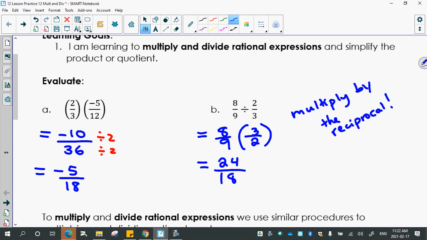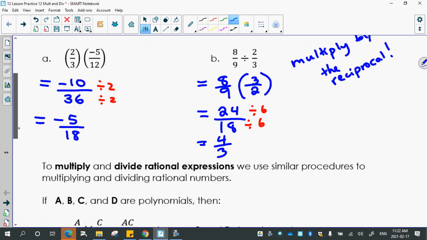Okay, so that's how you divide fractions. You multiply by the reciprocal. And then does 24 over 18 reduce? Yes, you can divide by 6, I think, right? And you'll get 4 over 3. So now that we've refreshed our memory with number fractions, now we're going to go to polynomial fractions.